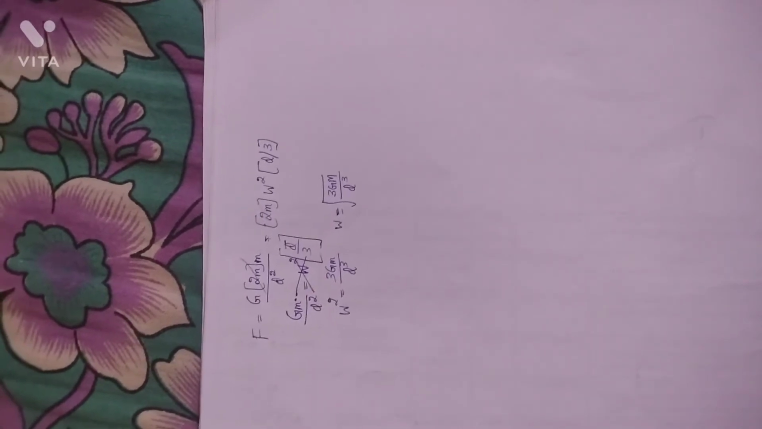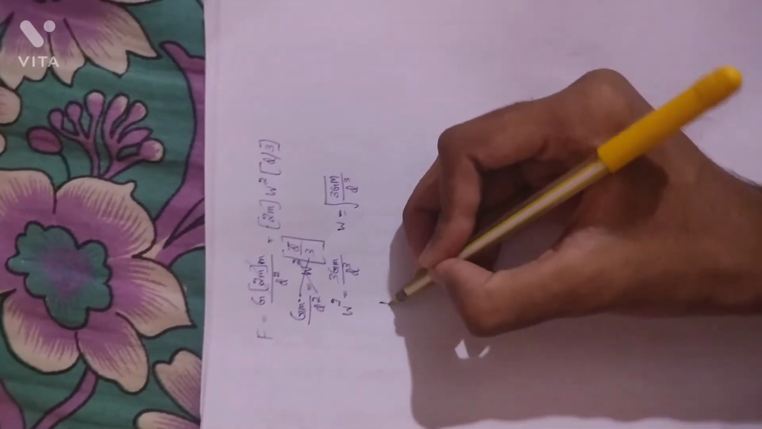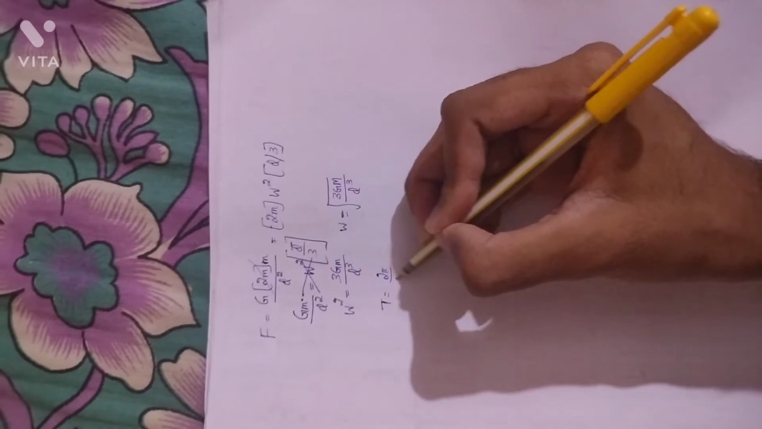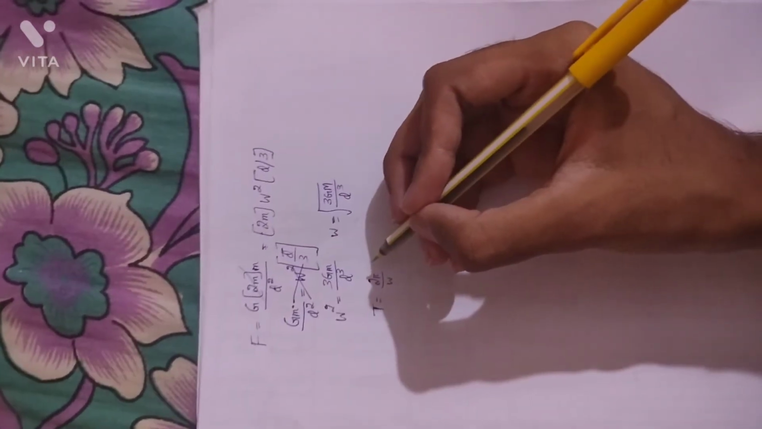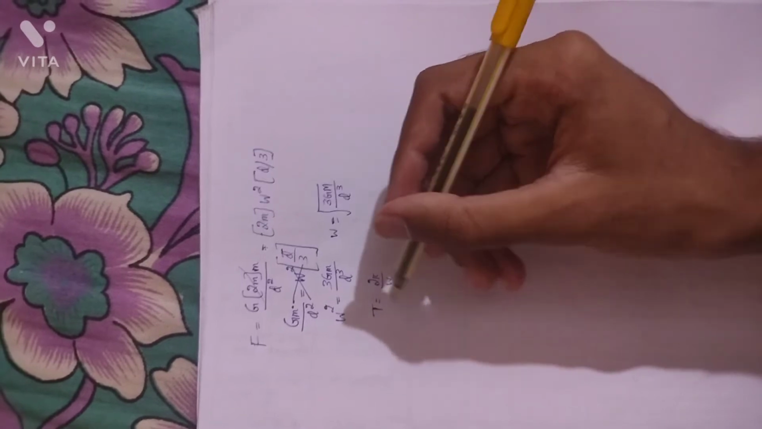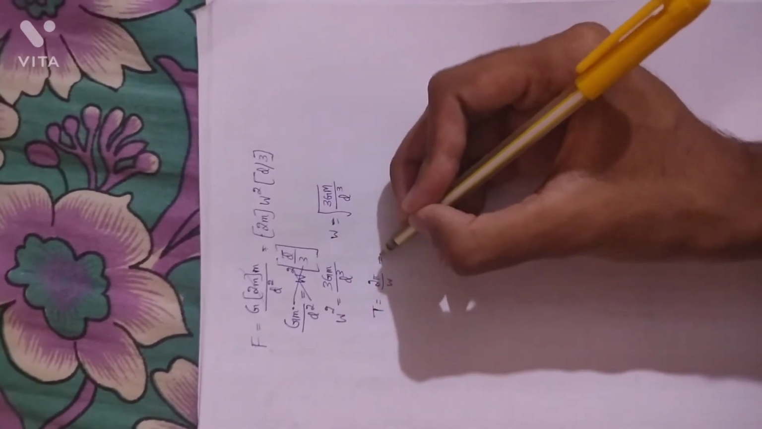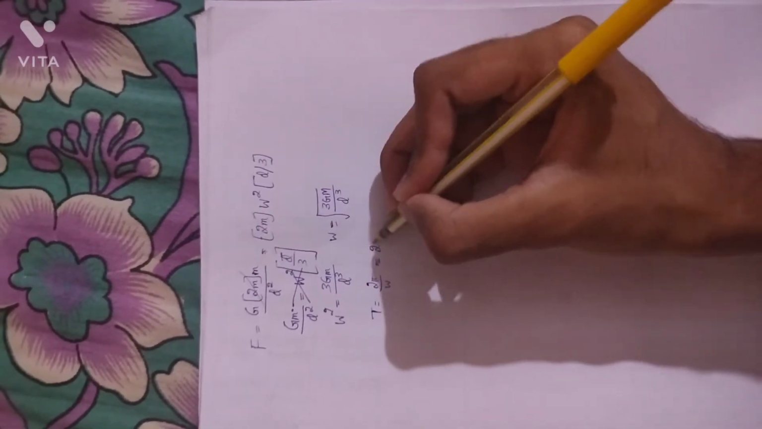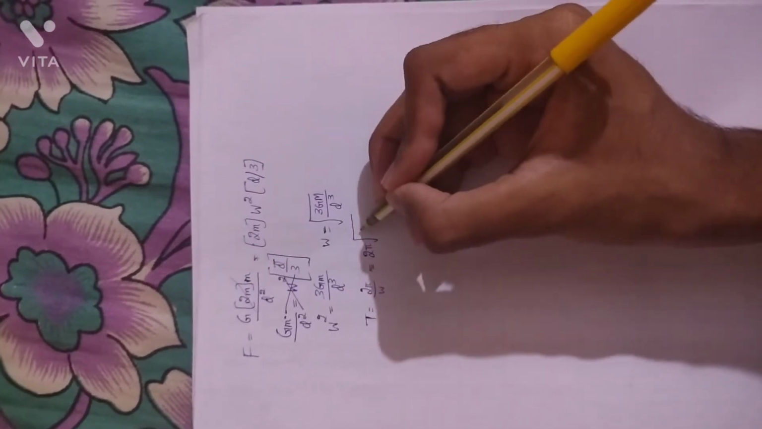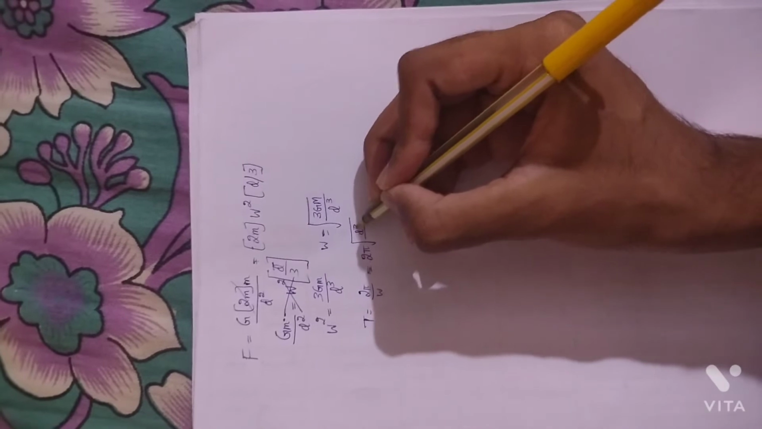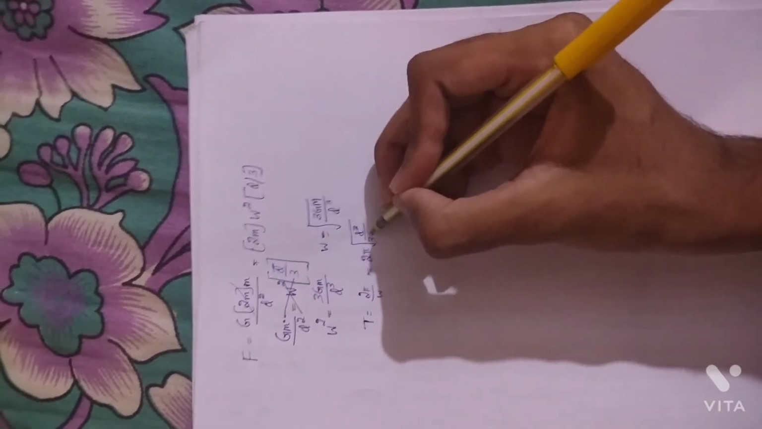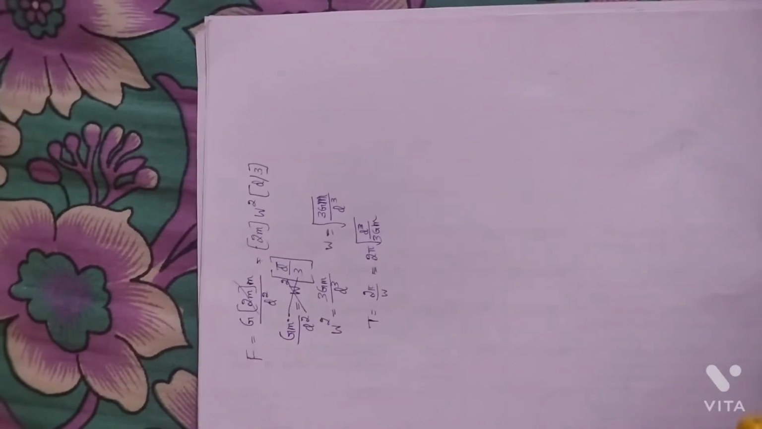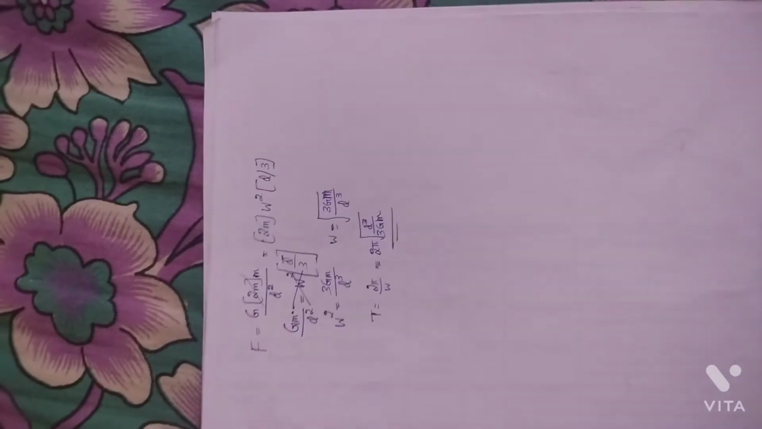Now they have given time, so T is equal to 2 pi by w, that is the formula. Therefore, for w we have to take the reciprocal, so it will become 2 pi root d cube by 3 GM. Here m is small m. So therefore this is the formula for the period of revolution.